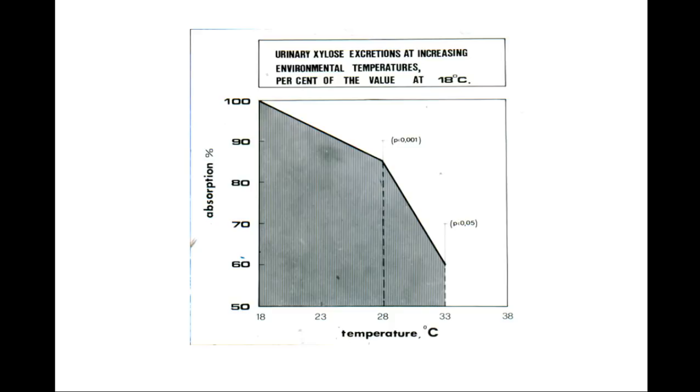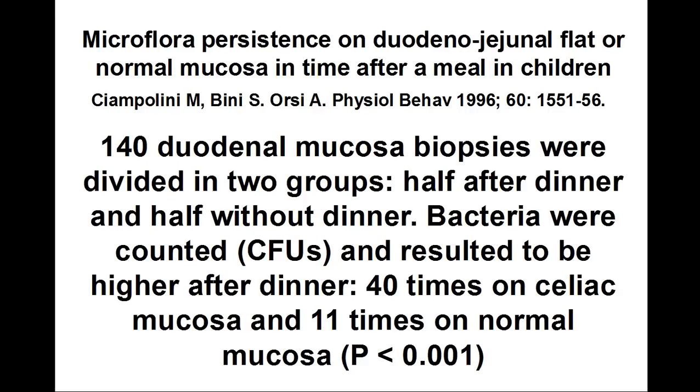It is well known that energy expenditure decreases in a warm environment. Maintaining the same intake, energy availability increases. A greater energy availability decreases absorption. The increased availability is associated with an intestinal absorption decrease. Copious intestinal nutrients promote bacterial growth.